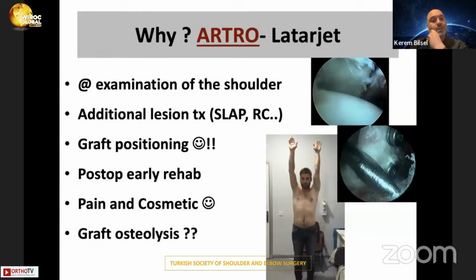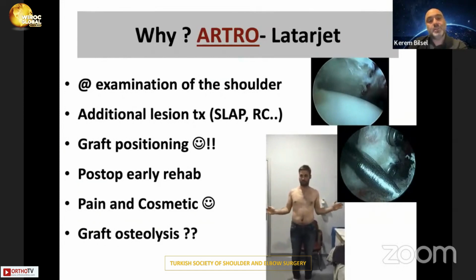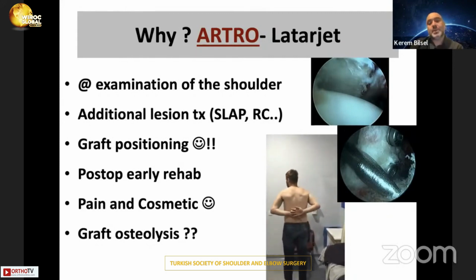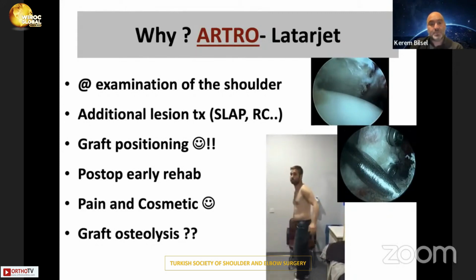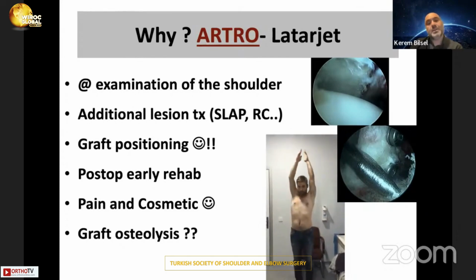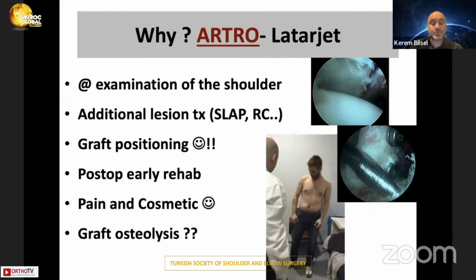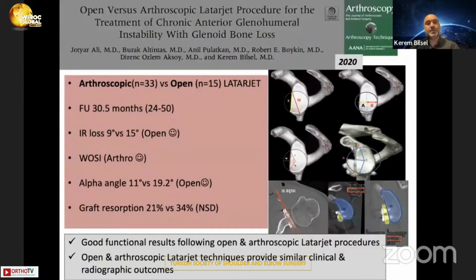So why arthroscopic Latarjet? Because we can do the arthroscopic examination of the shoulder. We can go for the additional lesion. We can treat the additional lesions. The graft positioning, we can check it intraarticularly. The post-op rehabilitation, early rehabilitation is possible. And the pain and cosmetic can be better. But for the graft osteolysis or osteoarthritis, we don't know. It's like an open surgery. We need to see some new comparative studies about it.